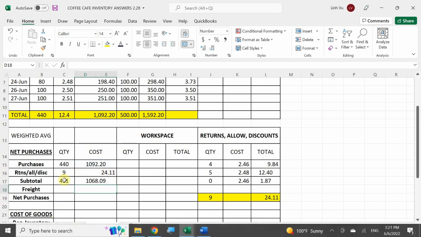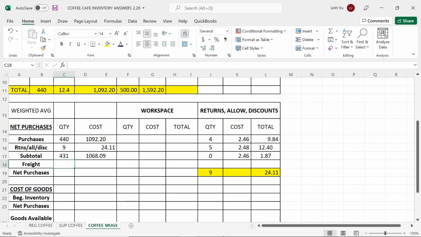giving us a grand total of $1,068.09. My freight has no effect on my quantity, but I have to also add in the $500 worth of freight. So right now, my total net purchases is 431 at a grand total of $1,568.09.